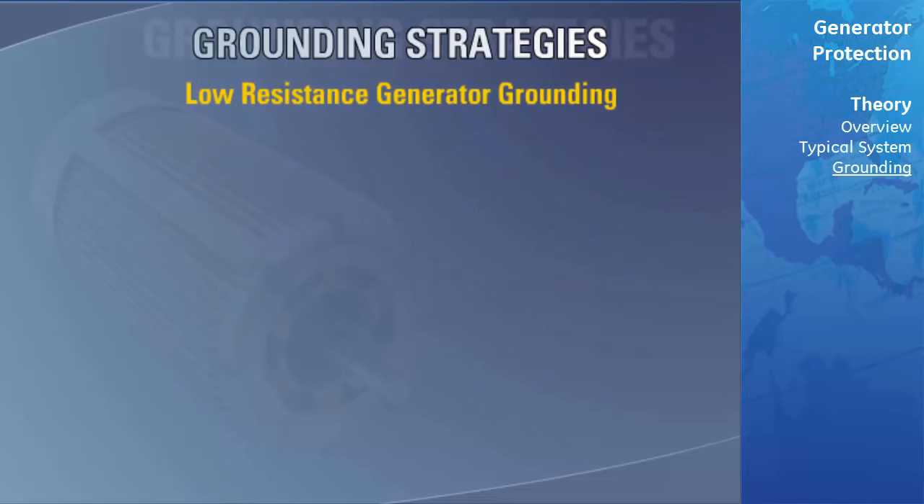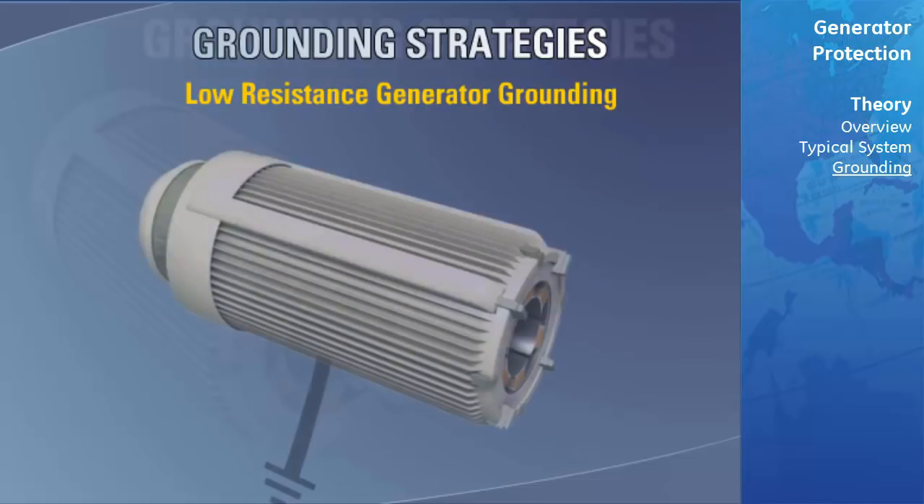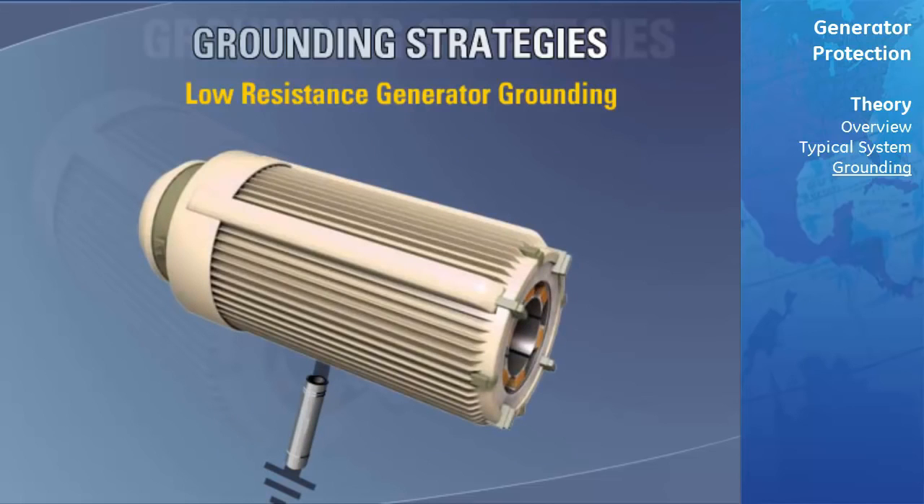The second strategy we will discuss is low-resistance generator grounding. In this strategy, generators have their neutral grounded through a resistance such that typical fault currents are in the range of 200 amps up to 150% of rated full load current. The resistor required for low-resistance grounding can be quite expensive and large. Therefore, this grounding strategy is usually not employed with smaller generators.